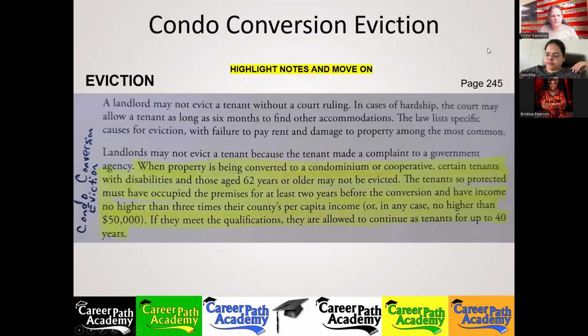So here's where you could highlight that on page 245. Who cannot be evicted from a condominium conversion?